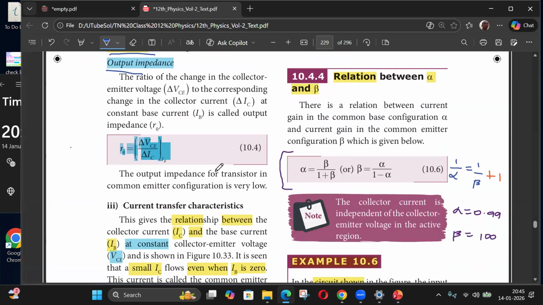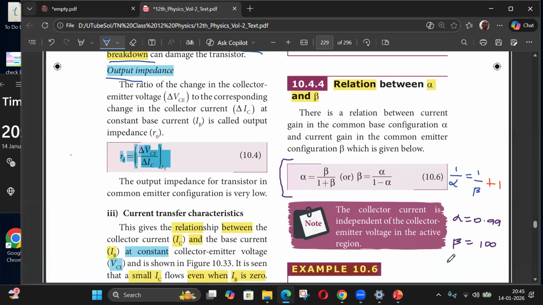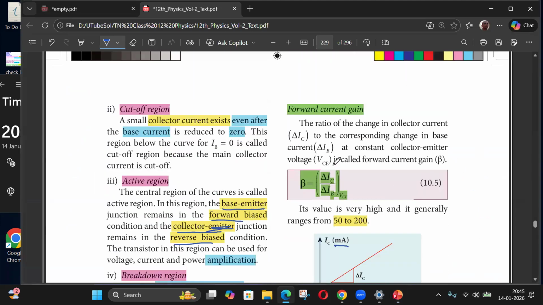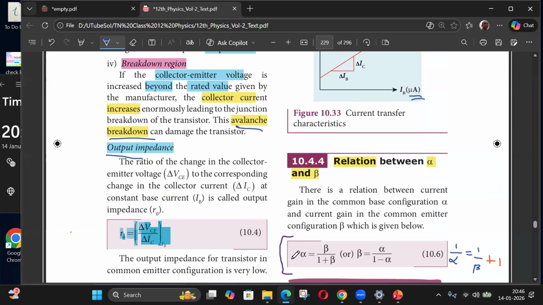So there is one more, like alpha I defined as output by input in the common base configuration, which is IC by IE. So similarly, there is one more parameter beta, which is forward current gain in the common emitter configuration. So common emitter, the output is collector current, input is base current. So this is defined as IC by IB, but more appropriately it's delta IC by delta IB.